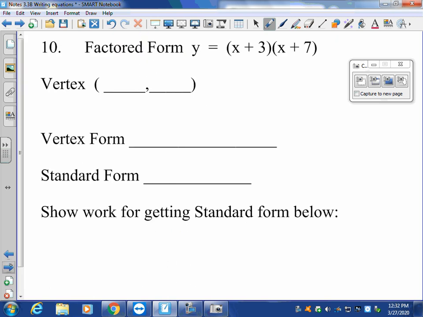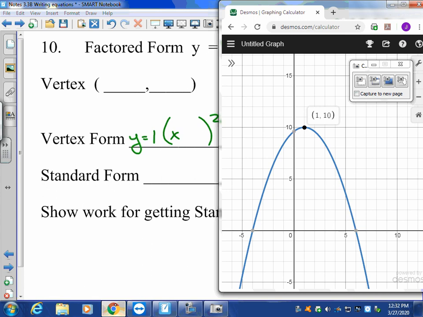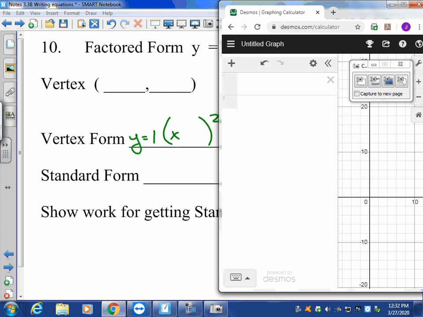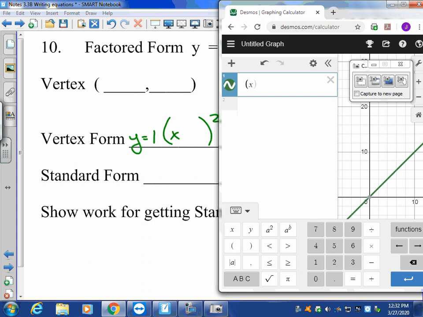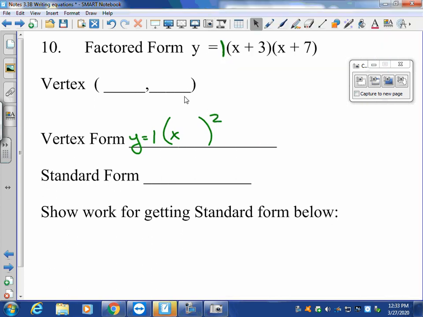So here's our last question. What is a in this question? Do you see an a in the problem? I don't either. But I know that that a must be a 1 because there's nothing written here. So I've written out my format for vertex form. I'm going to go put this in the calculator and see what my vertex ends up being. So parentheses x plus 3 parentheses x plus 7 parentheses. Yeah, that's both plus. I want to make sure I'm typing it right.